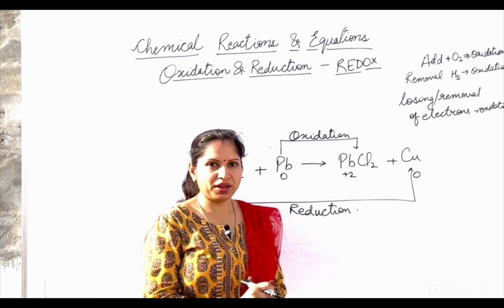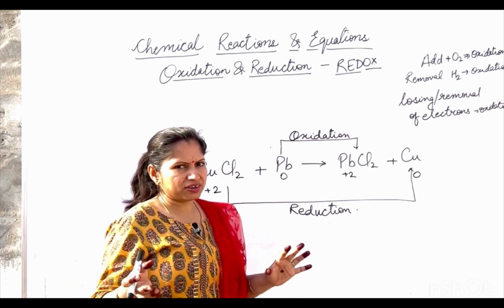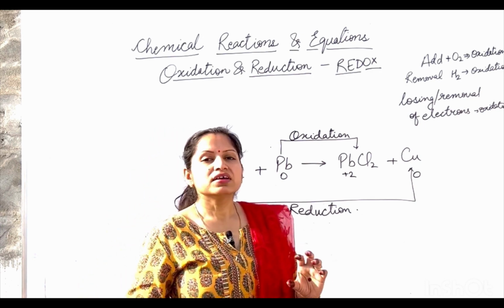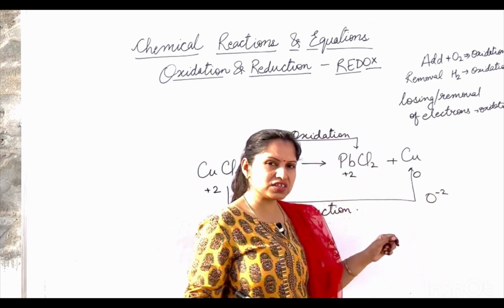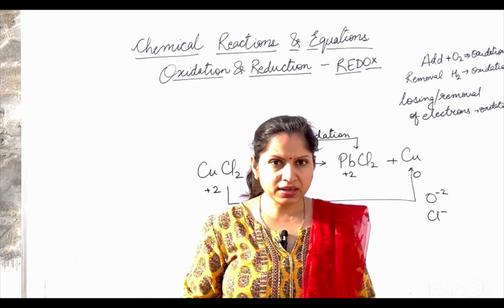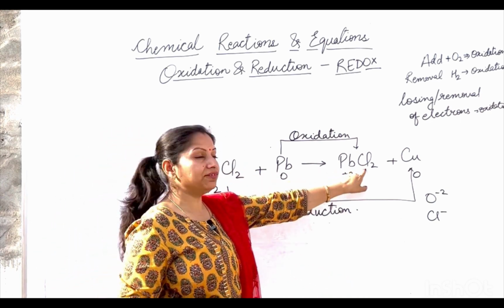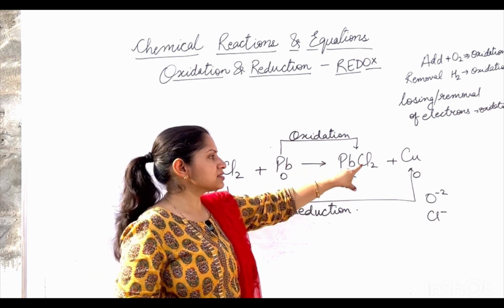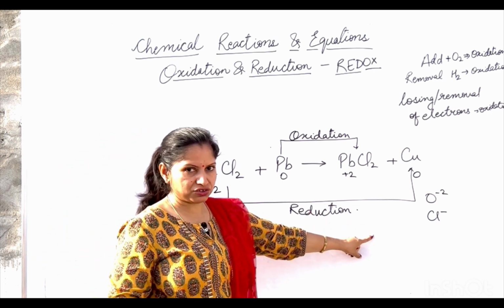One more way we can work it out, making it very simple. If you're confused about electron gain and loss, still we can work it out without looking at electron gain and loss by one concept. Oxygen is negatively charged, you all know. Oxygen is -2. Chlorine is also negatively charged. So gaining of oxygen or gaining of any electronegative element is oxidation, and removal of any electronegative element is reduction.